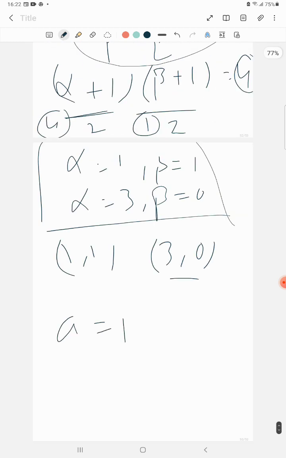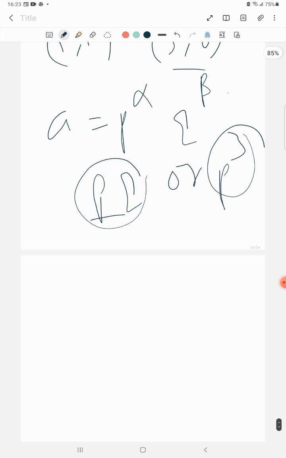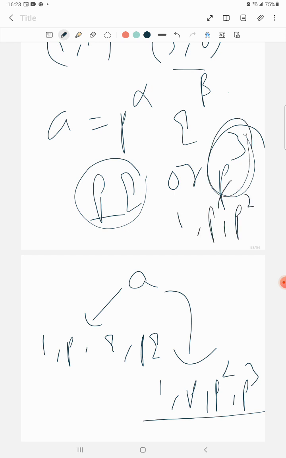So I had taken a equal to p^alpha q^beta. So it is either pq or p cube, right? This is how a looks like. So then what will be my factors of a? In one case it could be 1, p, q and pq, right? And in the other case it could be 1, p, p square and p cube, right? Because p cube definitely has these factors, 1, p and p square, and the other has 1, p and q, right?